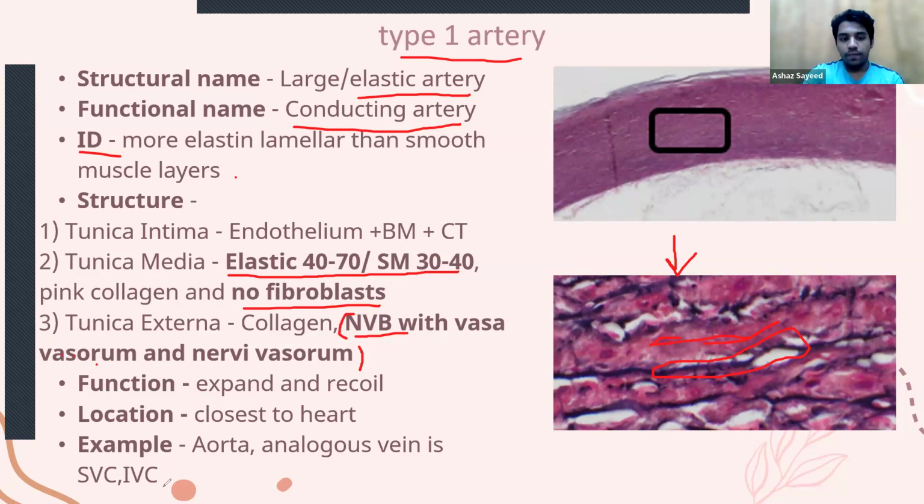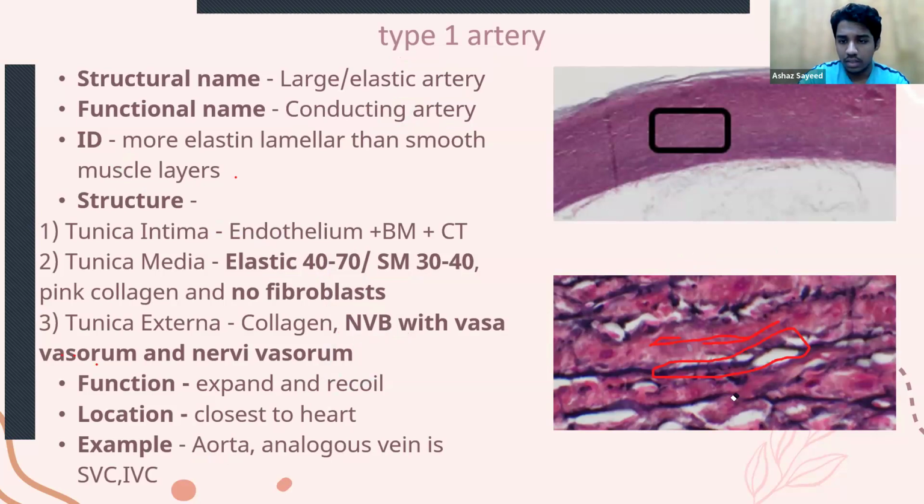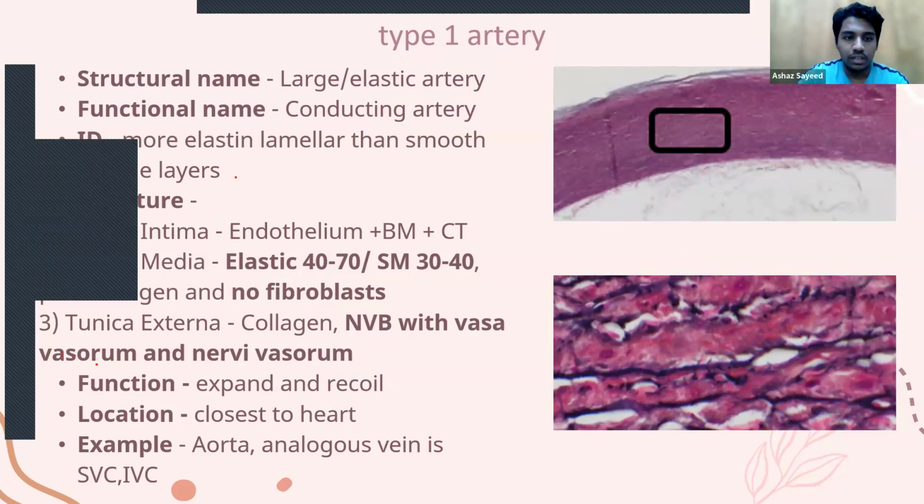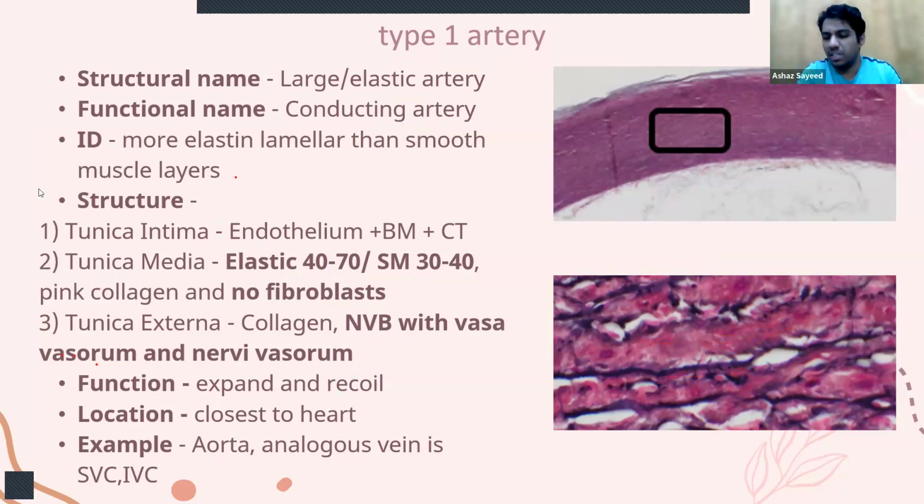Now function, it expands, and it's like a huge blood vessel. It's close to the heart, and a good example of this is the aorta. Aorta is the best example for type 1 artery, the biggest differentiating example, because it's the thickest artery. Its analogous vein, its counterpart, is the superior vena cava and the inferior vena cava. Everything else is going to be almost pretty similar. Just remember the points I've highlighted because those are mainly the differentiating points.